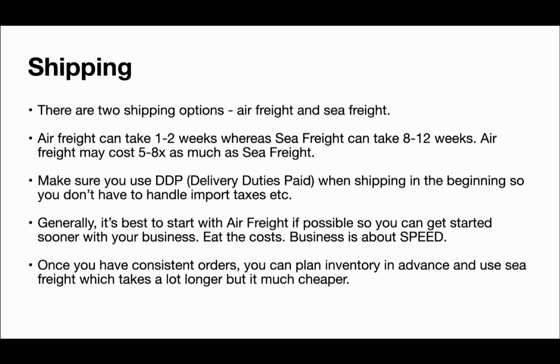So the obvious difference is with air freight, your products get shipped via plane and they arrive within 1 to 2 weeks. With sea freight, the products get shipped via sea and it can take anywhere from 8 to 12 weeks to arrive. Now, air freight is a lot more expensive, right? It's a lot faster. As a result, air freight might cost you 5 to 8 times more than sea freight. This is why I recommend making sure your products are lightweight and easy to ship. If you're selling large, expensive products, air freight may not even be an option.